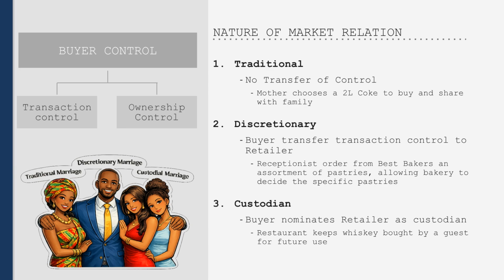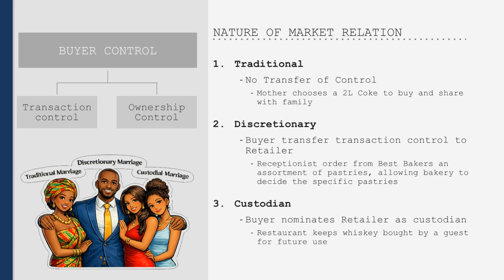With a discretionary relationship, the buyer gives transaction control over. This means the marketer is allowed to make certain decisions within agreed limits. For example, a receptionist orders assorted pastries and allows the bakery to choose which specific pastries to include.